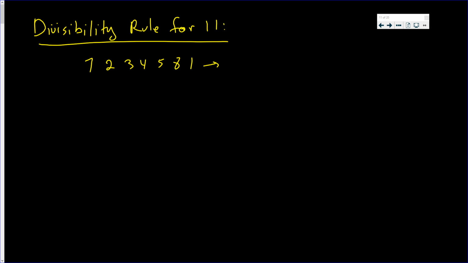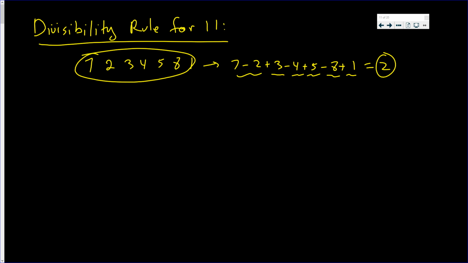If you add and subtract the digits, you alternate: 7 minus 2 plus 3 minus 4 plus 5 minus 8 plus 1. So you have 5 plus 3 is 8, minus 4 is 4, plus 5 is 9, minus 8 is 1, plus another 1 is 2. If this number is a multiple of 11, then the original number is a multiple of 11. If this number is not a multiple of 11, then the original number is not a multiple of 11.